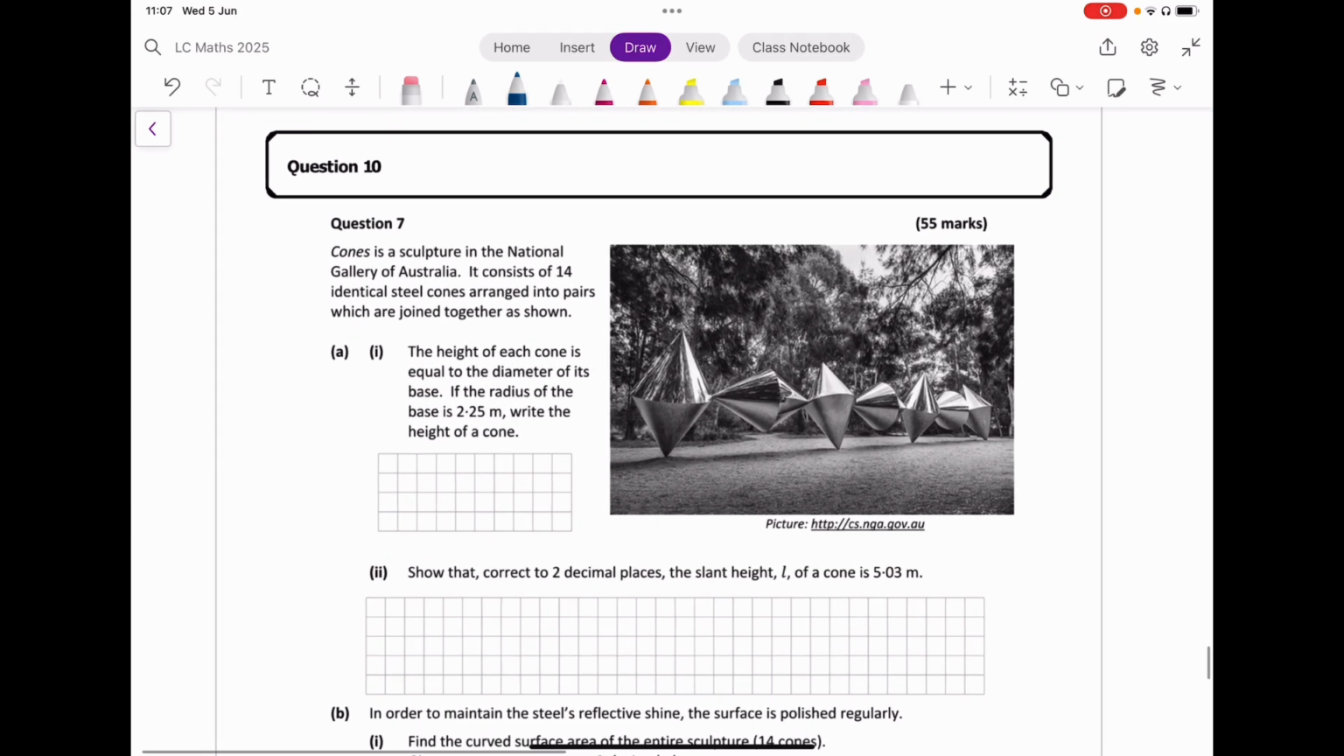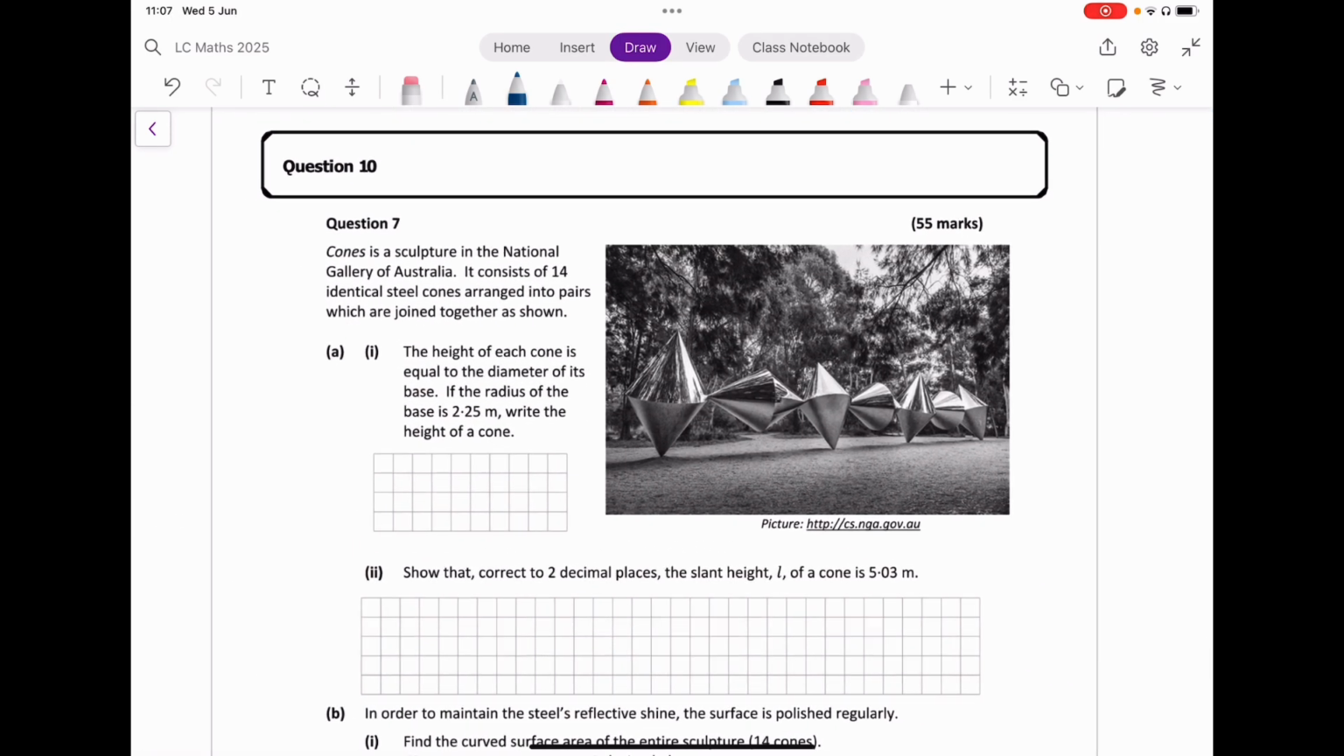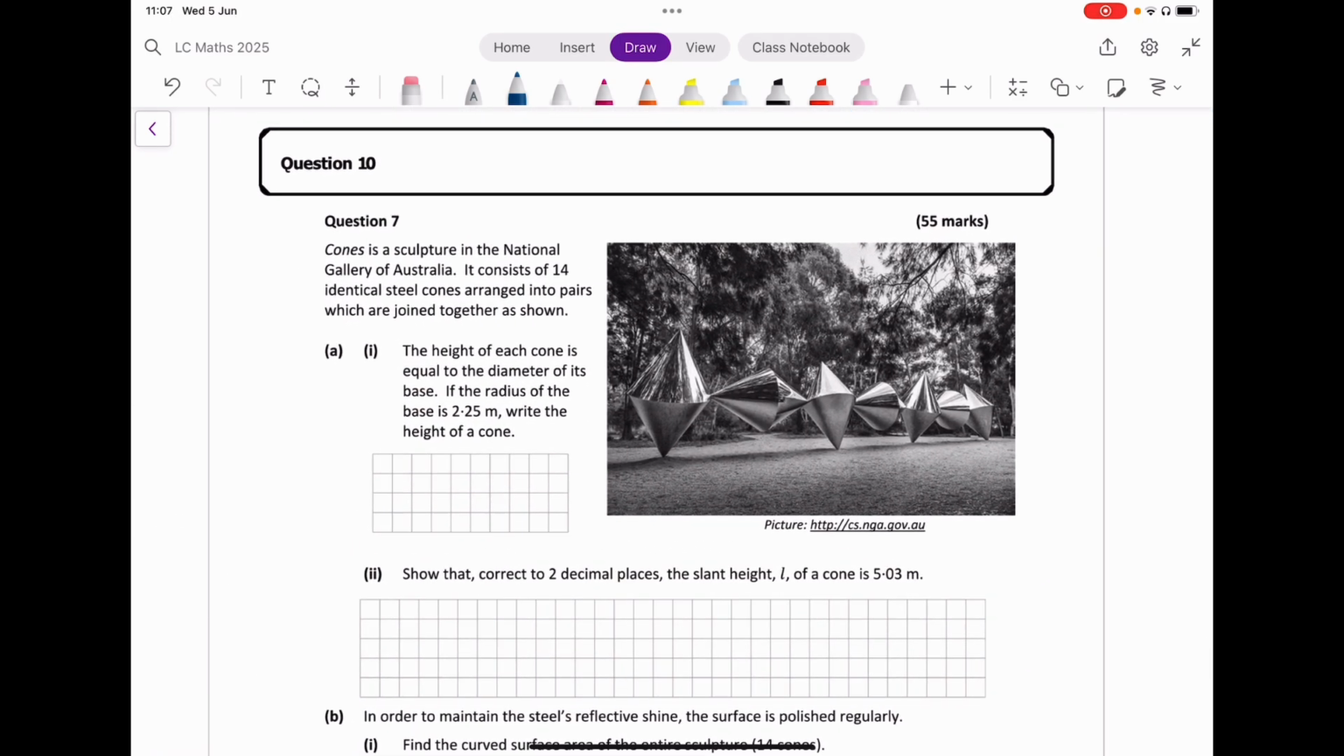Okay, and this is the final question, and this is an area and volume question as well. So this question is saying that Cones is a sculpture in the National Gallery of Australia, and it consists of 14 identical steel cones arranged into pairs. Okay, so we've got a cone on the top, and we have a cone on the bottom. Okay, and there are 14 of them.